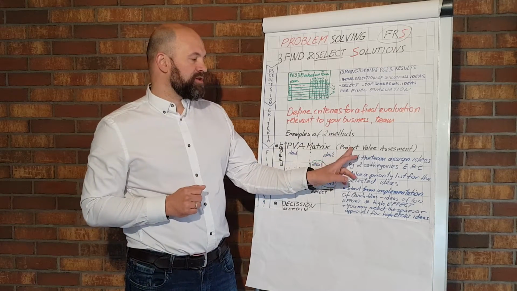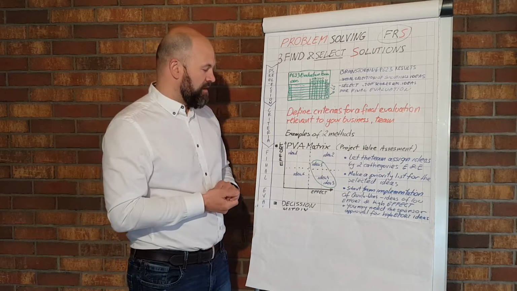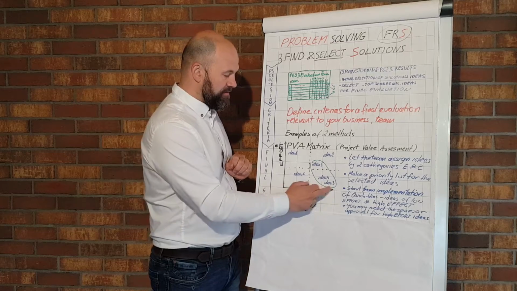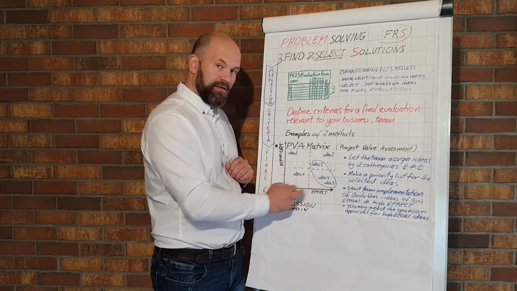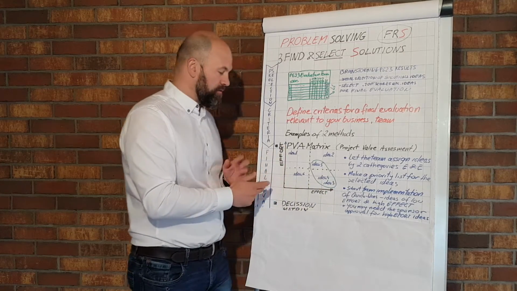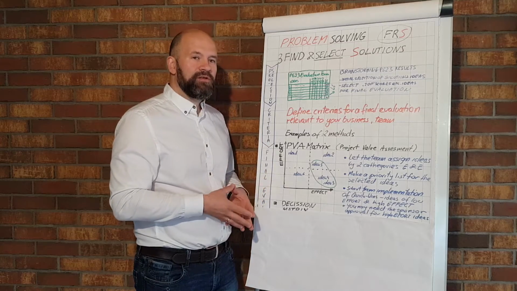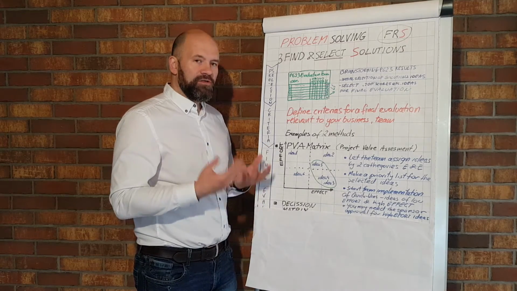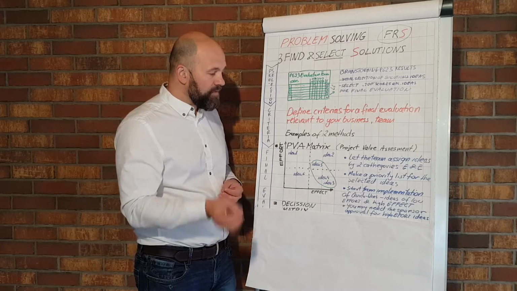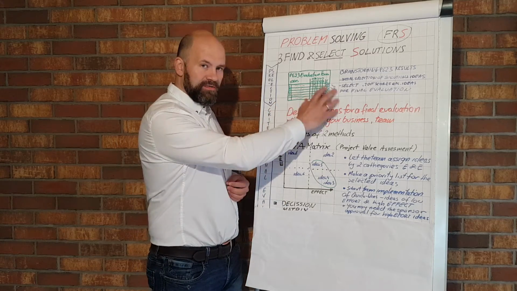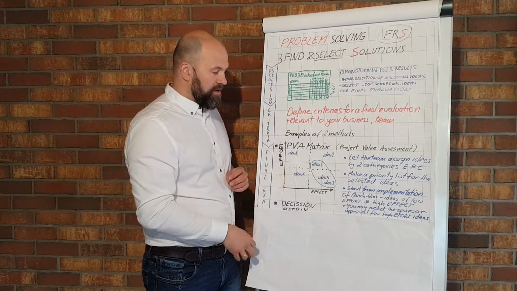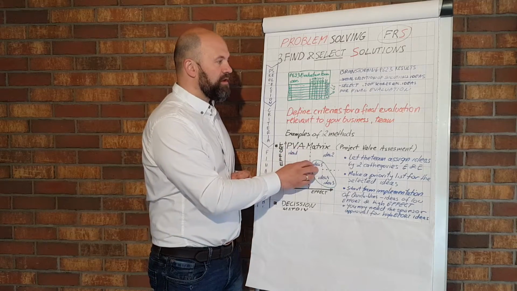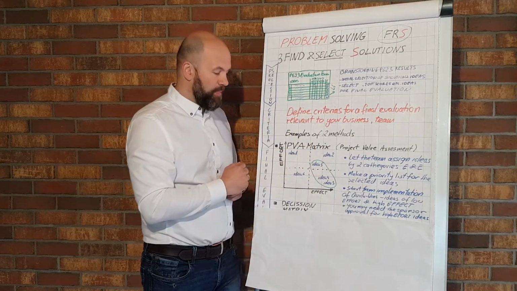This is project value assessment. How is it built? We have two axes, effect and effort. Effort is usually the cost involved with implementation, and the time you need to spend on it. And the task of your 6-person team, or generally your team, is to allocate the ideas properly on the diagram.